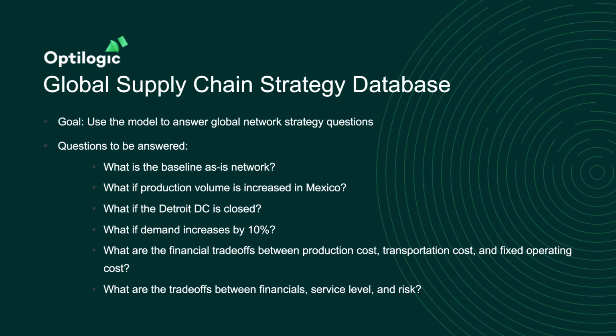You'll also be able to analyze the financial trade-offs between production cost, transportation cost, and fixed operating cost. Additionally, you'll be able to evaluate the trade-offs between financials, service level, and risk. Whether you're an experienced supply chain professional or just getting started, Optilogic's Global Supply Chain Strategy Database Template is the perfect solution for taking your global network strategy to the next level. So sit back, relax, and join us as we explore the endless possibilities of this incredible database.